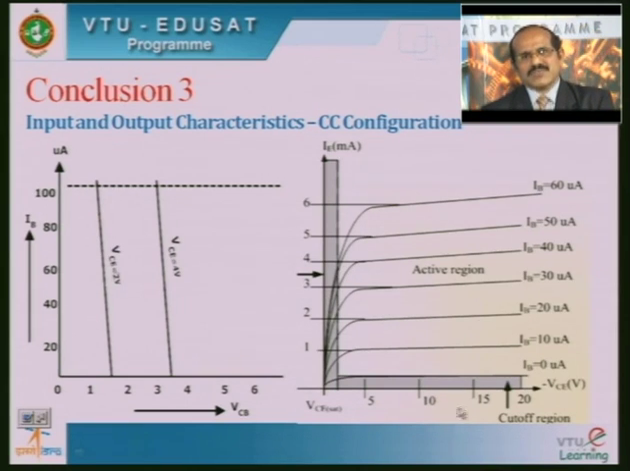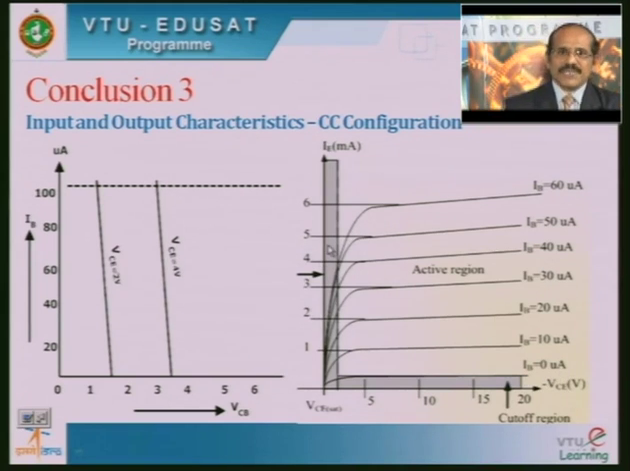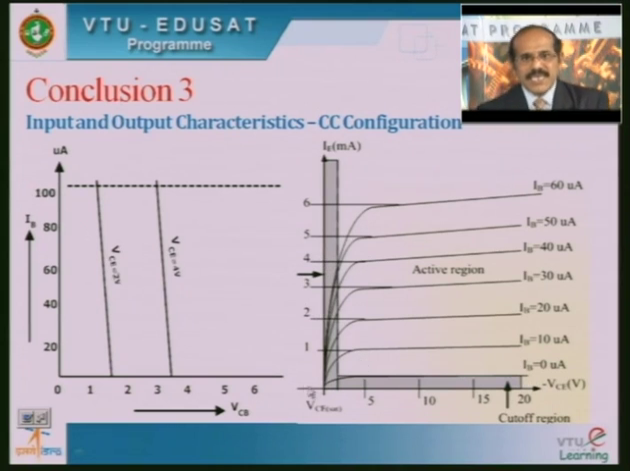There are three regions: cutoff region, active region, and saturation region. The region below IB equal to 0 microamperes is the cutoff region, and the region to the left of VCE equal to 0 is the saturation region, and the region between the saturation and cutoff regions is called the active region here.